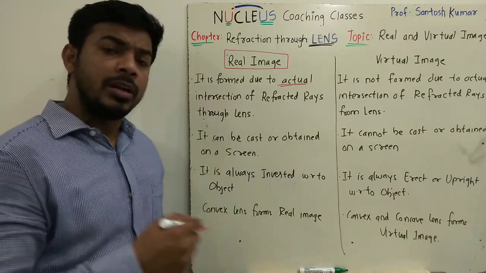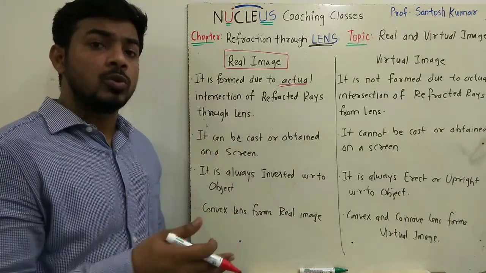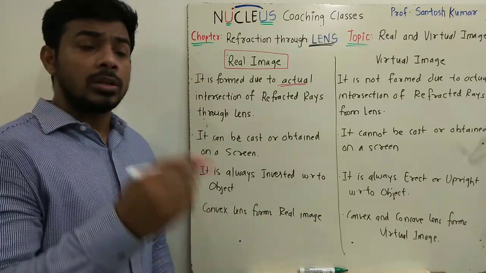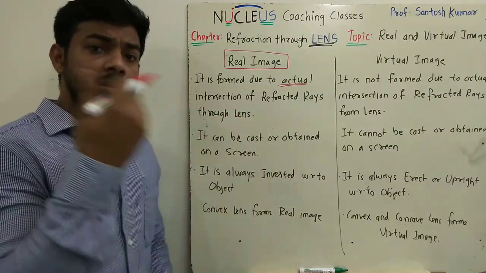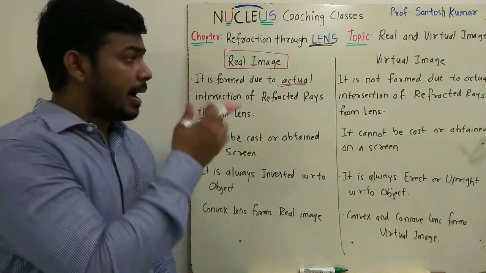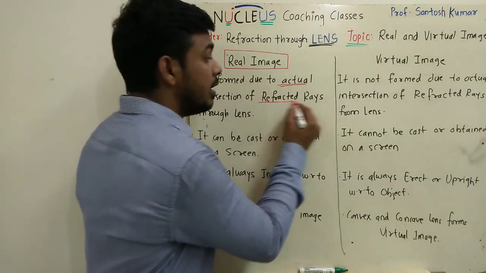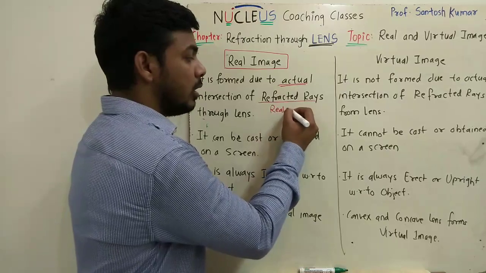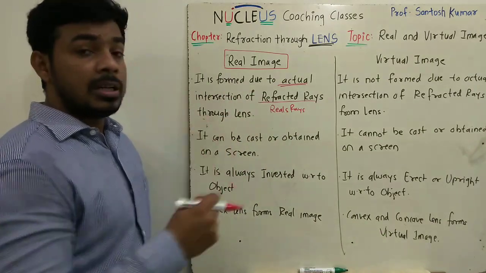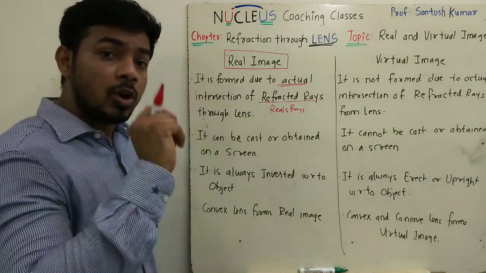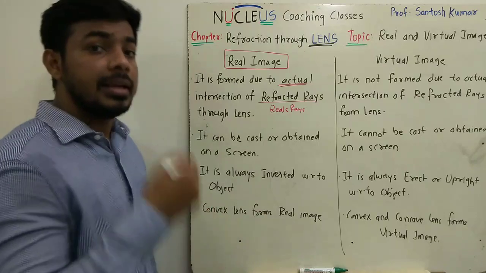When we draw the ray diagram, you will easily come to know whether the given image is formed due to actual intersection, or it is formed due to the extension of the rays, or the rays appear to be meeting at a point. Then it will be very simple to identify the real or virtual image. But here, by definition, real image is that image which is formed due to actual intersection of the refracted rays. So these rays are called real rays. When the rays actually meet, these rays are nothing but the real rays. But if the rays do not actually meet, we draw the extension of the rays. So that extended rays will be called the virtual rays or imaginary rays.